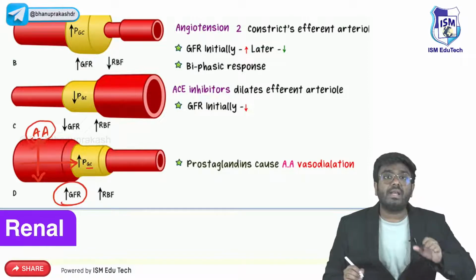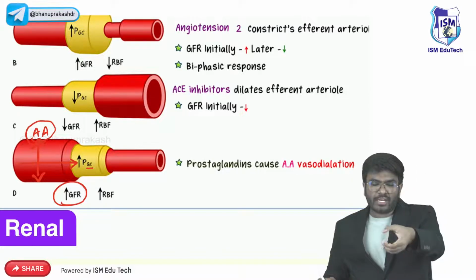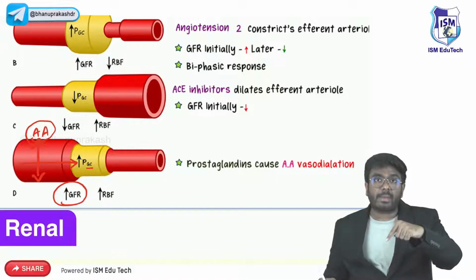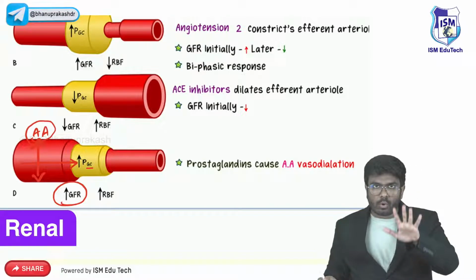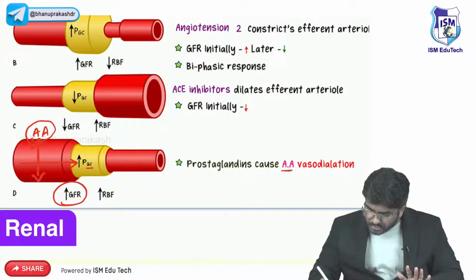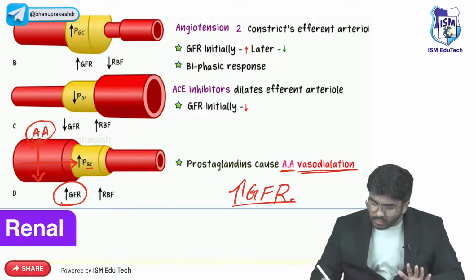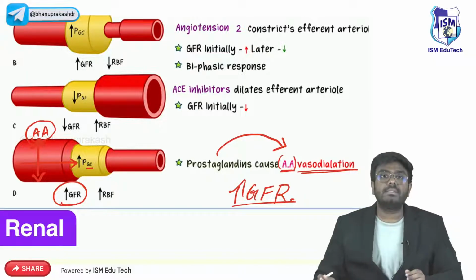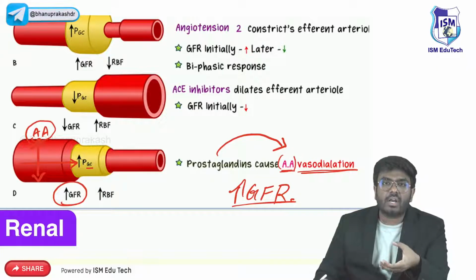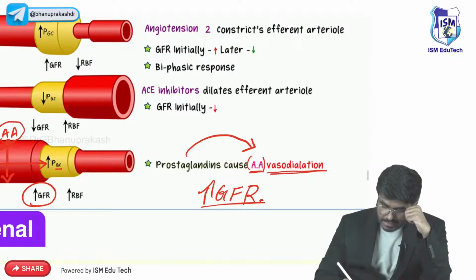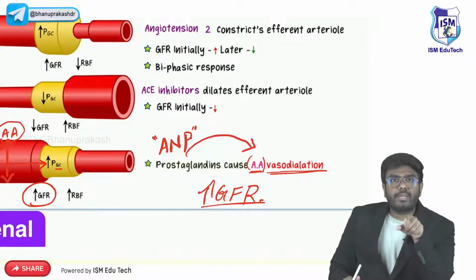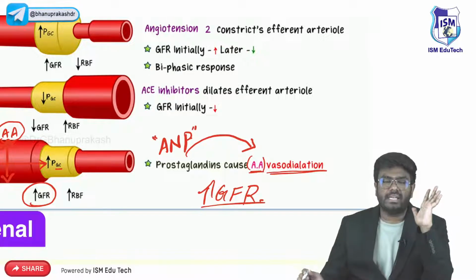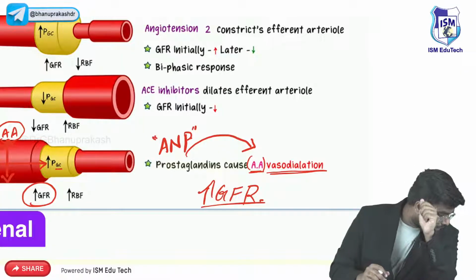So when you do afferent arteriolar dilation, more blood will come into the glomerular capillaries and more filtration will occur, more GFR. So afferent arteriolar vasodilation increases the GFR. And who will cause this afferent arteriolar vasodilation? Prostaglandins. Prostaglandins are the substances which cause afferent arteriolar vasodilation. Not only prostaglandins, also remember atrial natriuretic peptide. This was a question asked in the exams. Atrial natriuretic peptide causes afferent arteriolar vasodilation. Now, anything else?